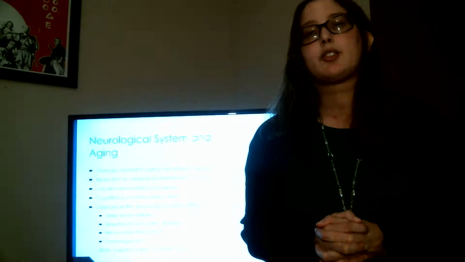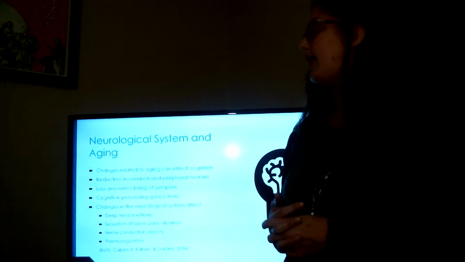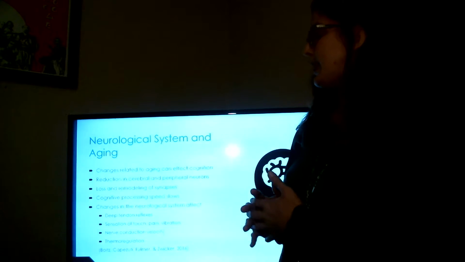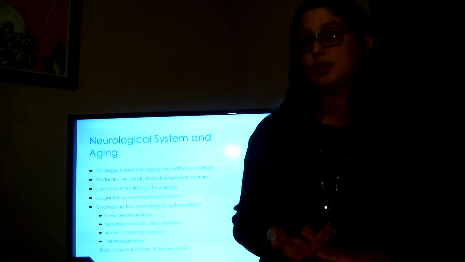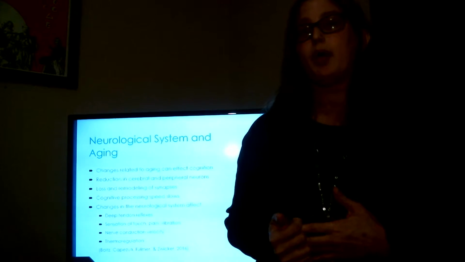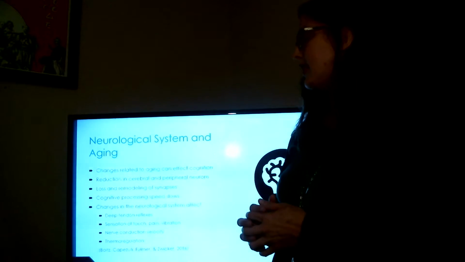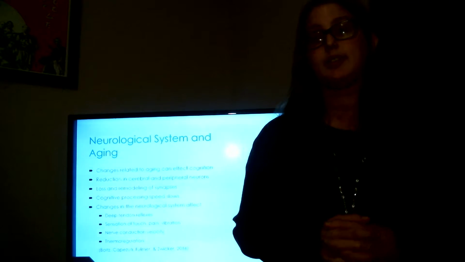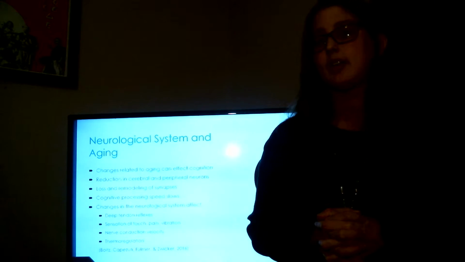This slide just illustrates some points about the neurological system and aging. We have various changes related to aging that can affect cognition. We have many changes in the number of neurons, of the cerebral and peripheral neurons. We have loss and remodeling of synapses. Another thing that's affected is the speed of cognition.